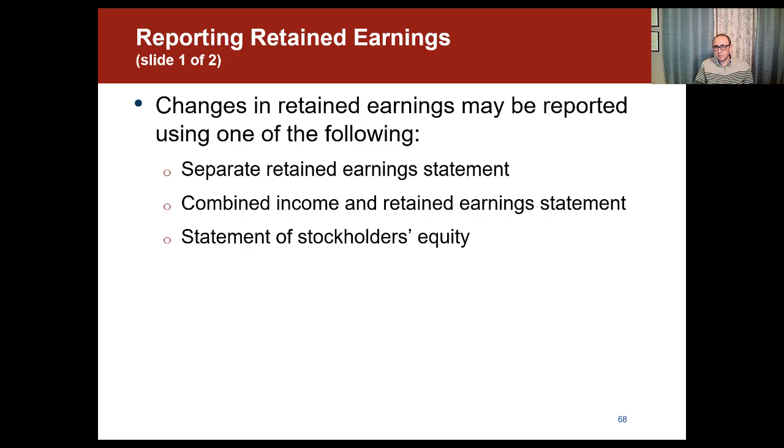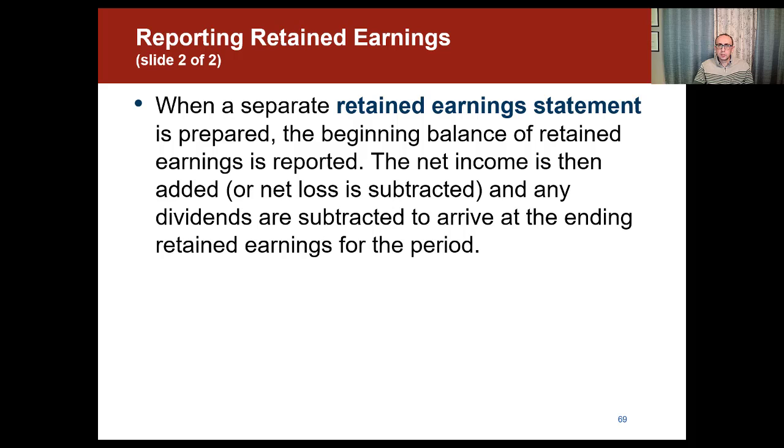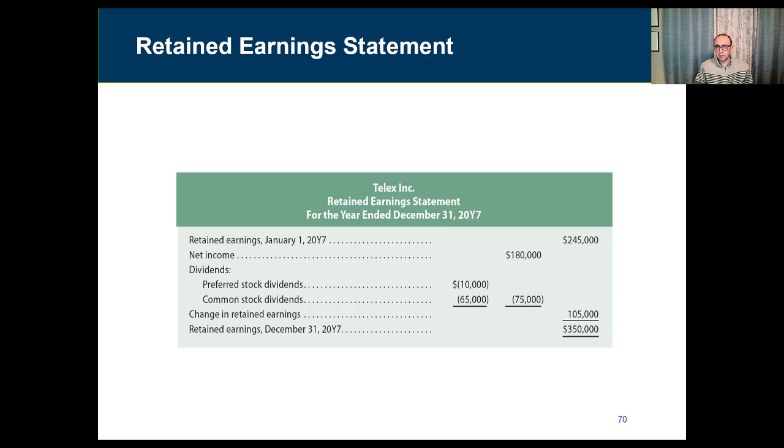And at this level, I don't really like to stress on it too much. So when a separate retained earnings statement is prepared, the beginning balance of retained earnings is reported. The net income is then added, or net loss would be subtracted, and any dividends are subtracted to arrive at the ending retained earnings for the period. So this is the statement of retained earnings that we've seen before.